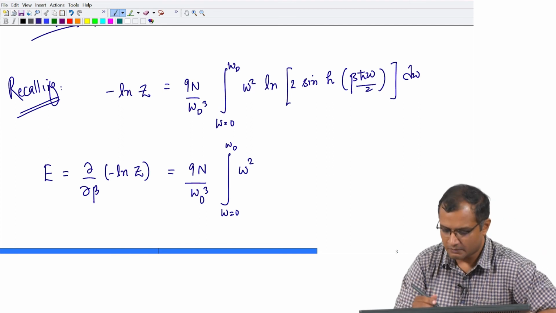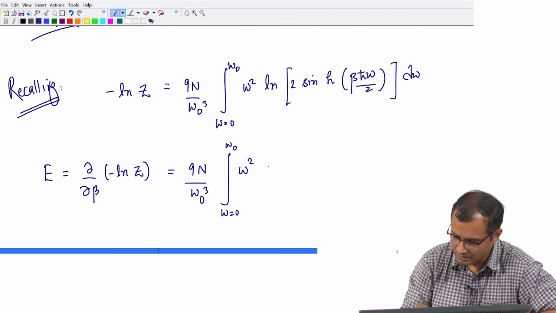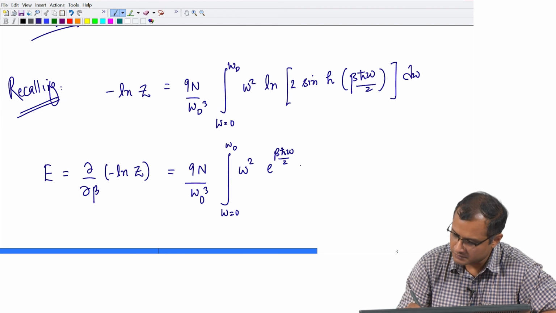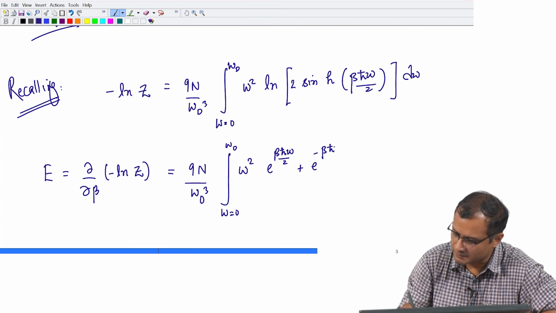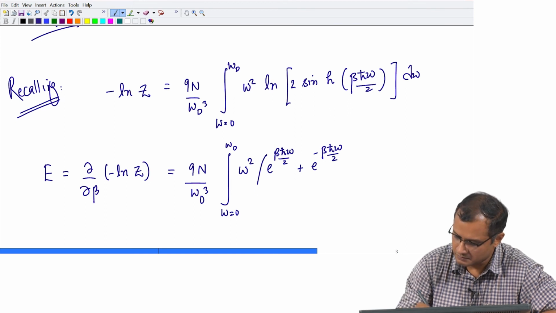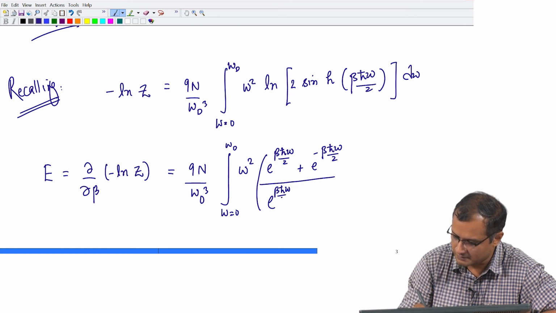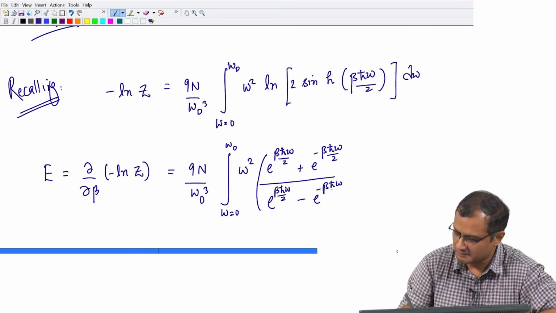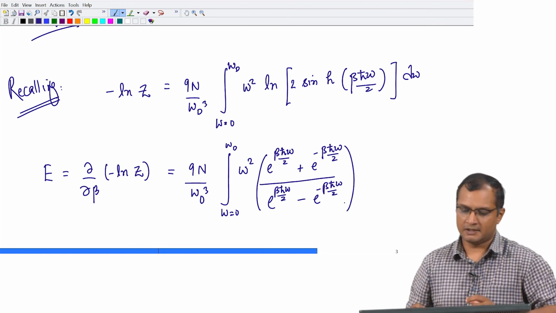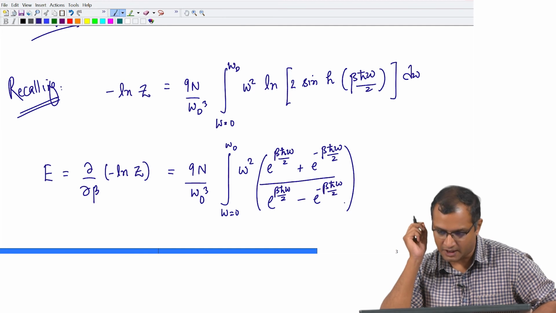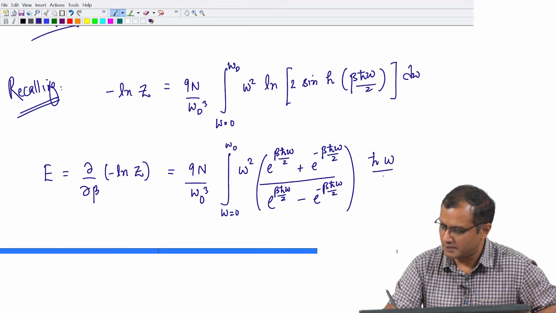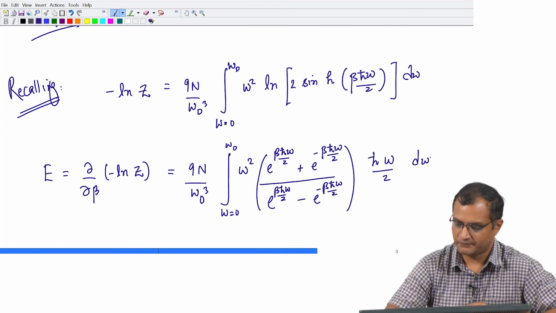Okay, and which is nothing but e to the power beta h cut omega by 2 plus e raised to minus beta h cut omega by 2 over e raised to beta h cut omega by 2 minus, fine, this is just the derivative, and we need to take the derivative of the argument also. So, that would be just h cut omega by 2, correct, that is the derivative of the argument.